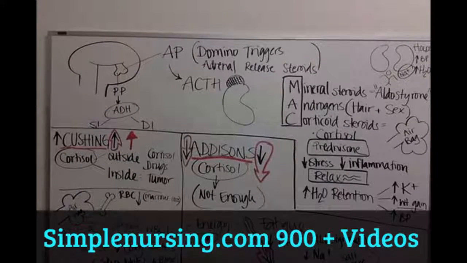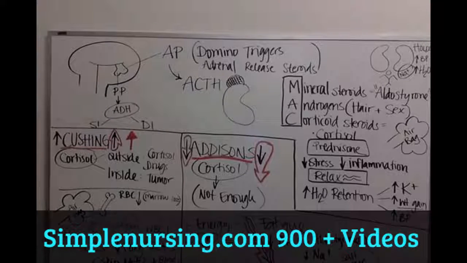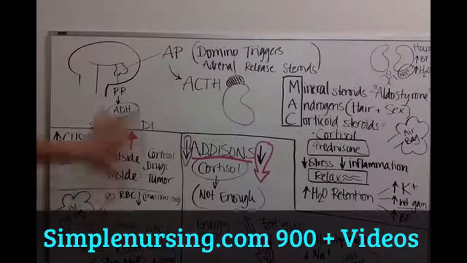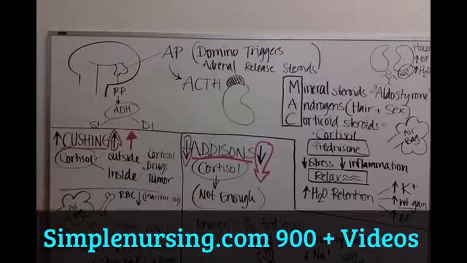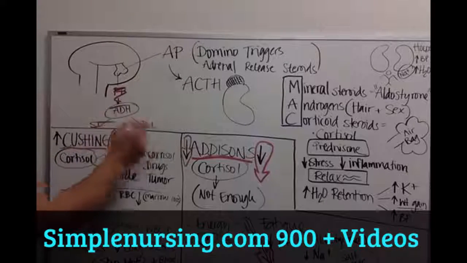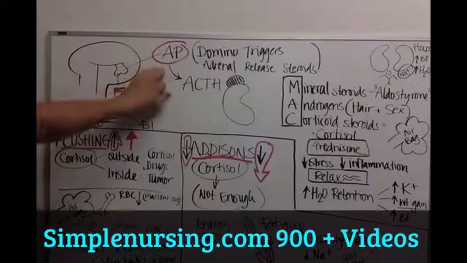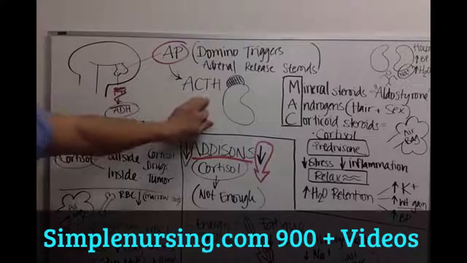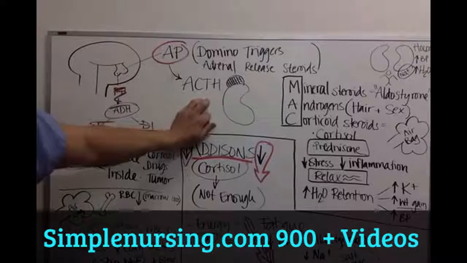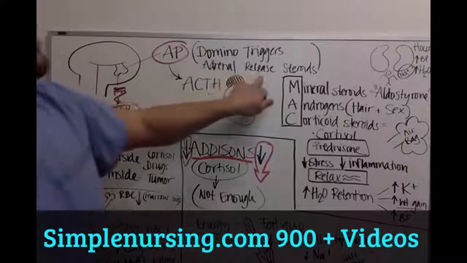So all hormone regulation really starts in your pituitary. You have an anterior pituitary and a posterior pituitary. I did lectures on the posterior pituitary, how it controls ADH, SIADH and DI, but we're not talking about that here. That's your posterior, okay? What we are talking about is your anterior pituitary, which shoots off a hormone called ACTH. It's just a domino hormone that triggers adrenal release of steroids.